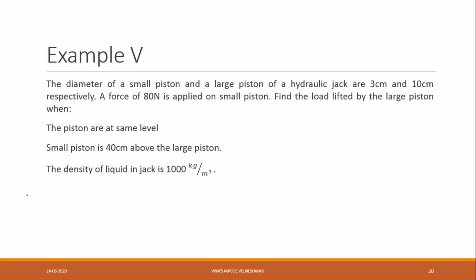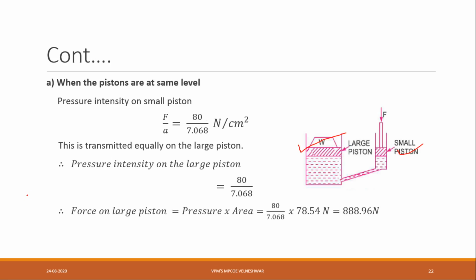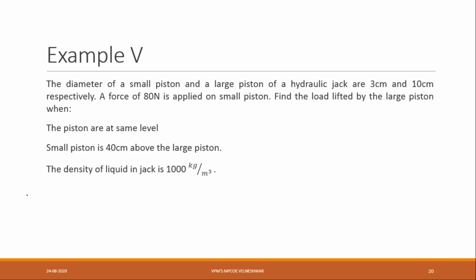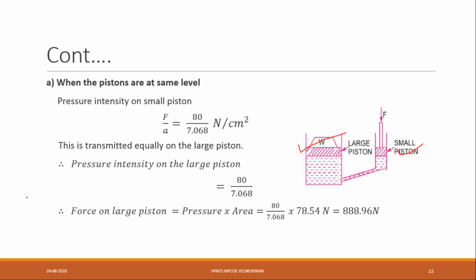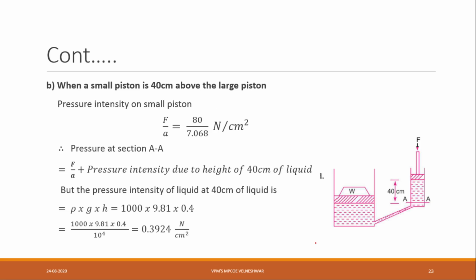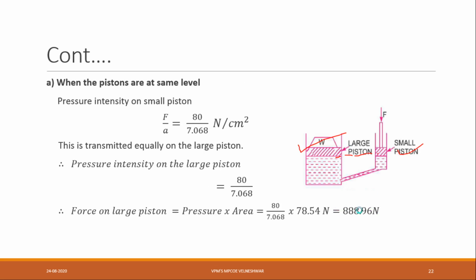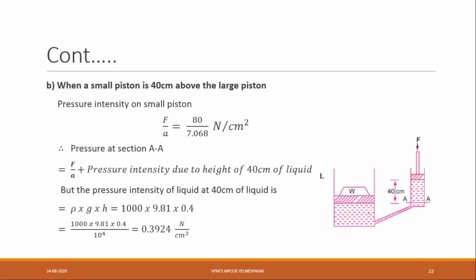What we have to find is the weight on the large piston. The small piston force he has given as 80 Newton, but we have to find the value for the large piston, that is the W value. First, when the pistons are at the same level, if you see, the large piston and the small piston are both at the same level. And what is the second condition? When the small piston is 40 centimeter above the large piston, from here to here it will be 40 centimeter. If it is at a height of 40 centimeter, how much will the weight be? That one I have to find now.